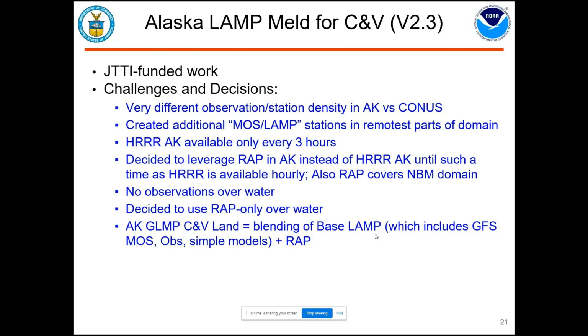All right, so on the left, you will see the ceiling verification for ceiling height less than 1,000 feet. The MELD product is in the green curve there, and the takeaway here is that the MELD is showing quite a significant improvement over the base lamp, which is the blue curve, and also it's better than the wrap, which is the yellow. So on the left, you have ceiling height less than 1,000 feet, and on the right, you have visibility less than 3 miles. So pretty much the same picture there. So the green curve, which is the MELD, is an improvement over the base lamp.